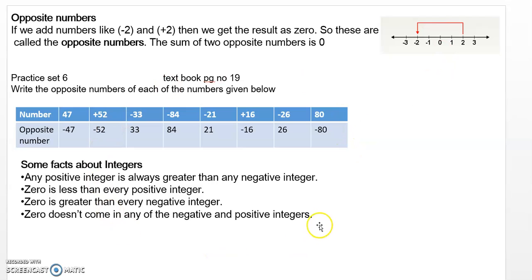So students, with this we have finished set 6. In the next we'll continue with set 7 and whatever is remaining: comparing of integers and the subtraction of integers. You can copy down the answers from the slides, and whatever notes there are for natural numbers and whole numbers, I will give you.